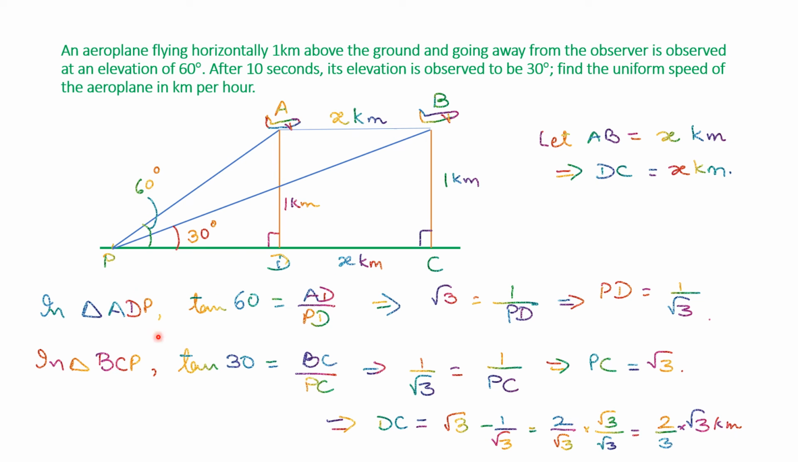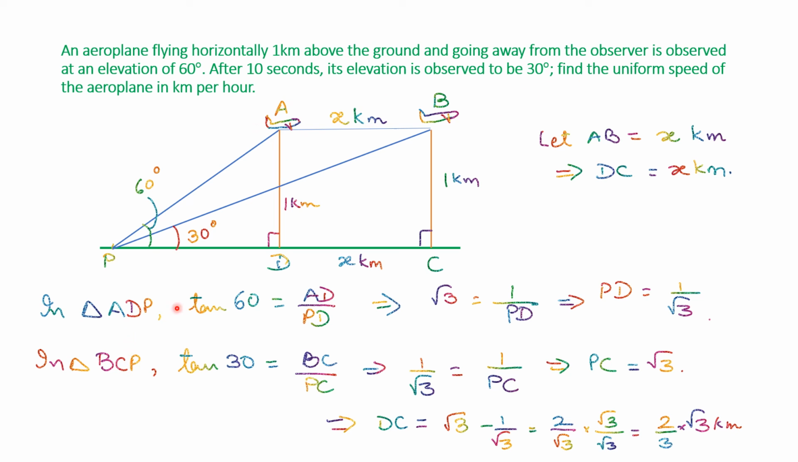So this is my figure now. A and B are the 2 points of the flight. It travels a distance of x kilometers, and this x kilometers it is taking 10 seconds. So let AB be x kilometers. That implies my DC is also x kilometers. Why? Because this is parallel to this. These are the vertical distances, 1 kilometer above the ground. So this much is 1 kilometer. So you are saying AB is equal to DC. I've already explained the angles, that angle of elevation.